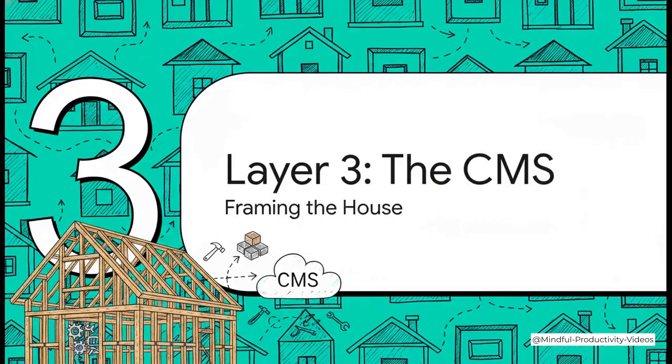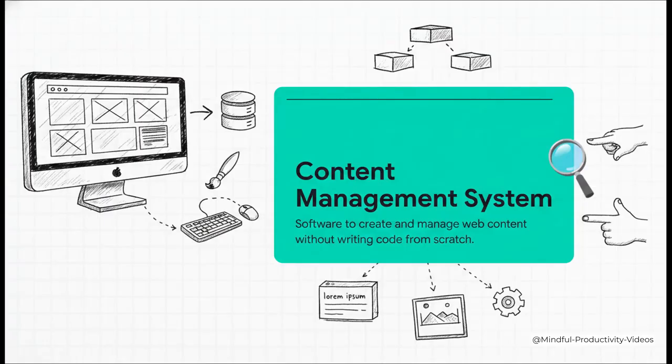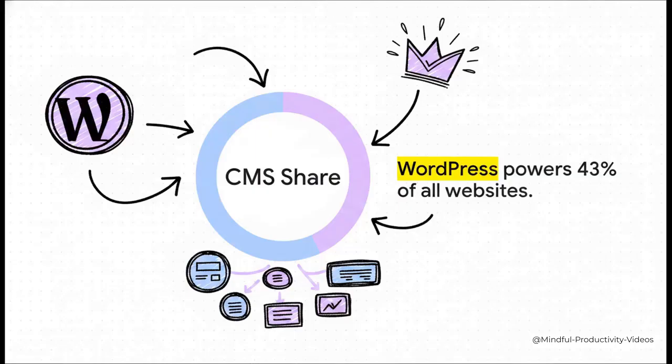All right, moving on to Layer 3, the CMS, or framing the house. Let's see how this digital property actually takes shape without you needing a software engineering degree. A content management system, or CMS, basically strips away all that intimidating jargon. It is simply software that lets you build your site visually instead of hand-coding every single paragraph or image tag from scratch. And when we talk about a CMS, there is an absolute giant in the room: WordPress.